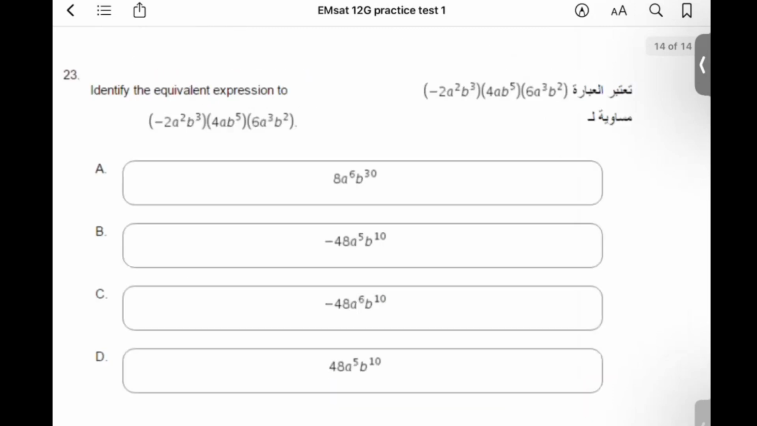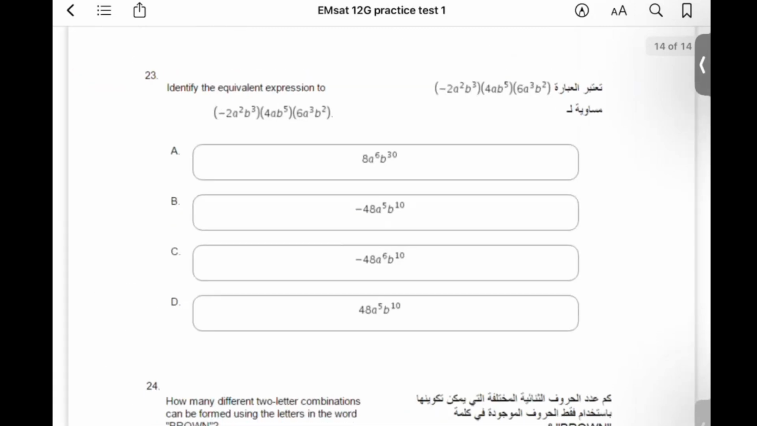I'm gonna go now to question 23, and you have to remember that you multiply first of all the numbers alone. -2 times 4 times 6. -2 times 4 is -8, times 6 is -48. Now you add the powers: 2 plus 1 plus 3, and 3 plus 5 plus 2. You simplify it: -48, 6b, 10. And if we check the answer, I think it is -48, 6b, 10.